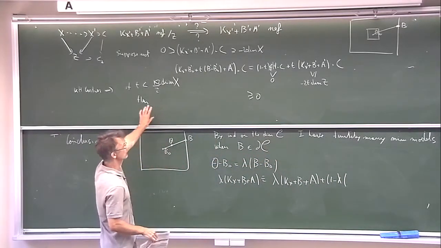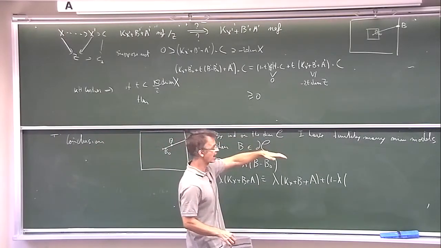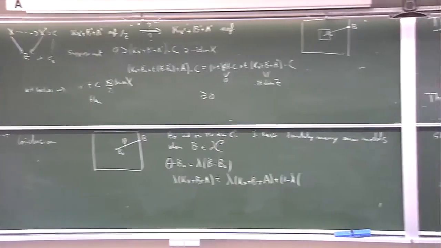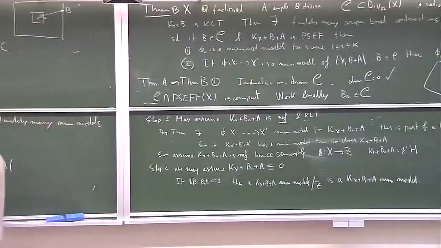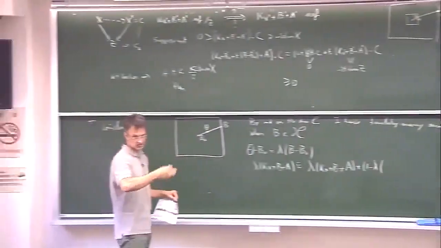Yes, I'm now done with step two. I can assume that I'm working over z, and so that kx plus b0 plus a is actually Q-linearly equivalent to 0, not even linearly equivalent to 0, but over z. Over z. And I'm looking for minimal models over z.